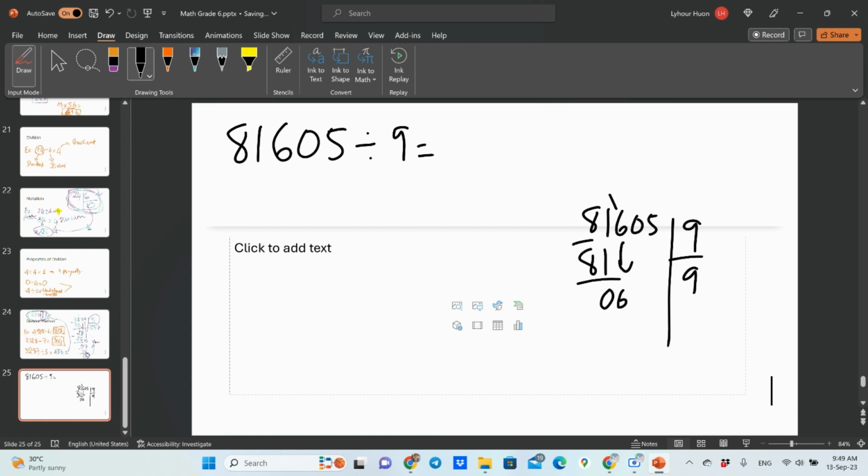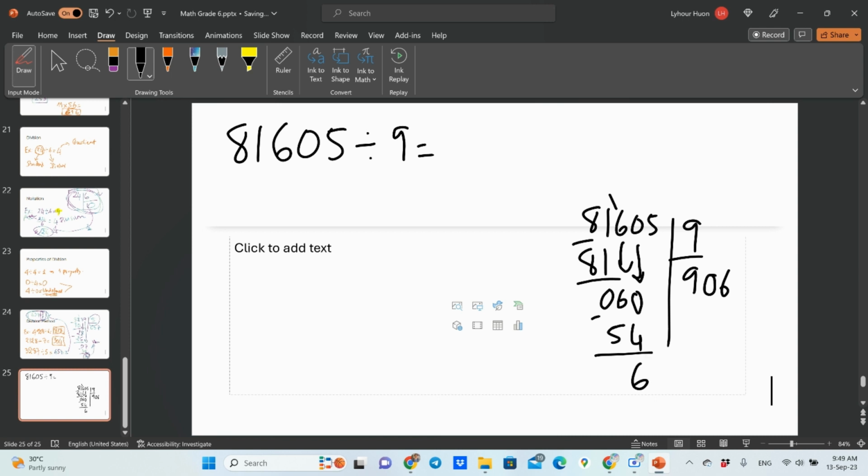Now, what is our next step? It's 0, so we add 0 at the quotient. And then we can drop another digit, which is a zero. How many times does 9 go into 60? 6 times 9 is 54. That is 6 again.